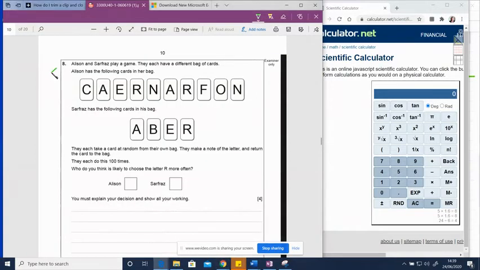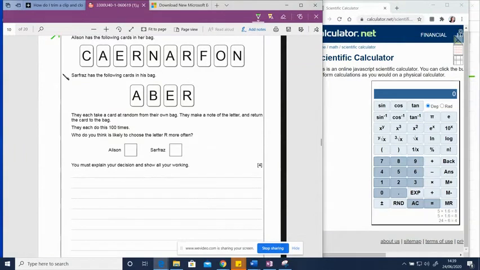So here we have question 8. Question 8 tells us that Alison and Sarfraz play a game. They each have a different bag of cards. Alison has the following cards in her bag, and you see the word Carnarvon. Sarfraz has the following cards in his bag, and you can see Aber. The question tells us that they each take a card at random from their own bag.